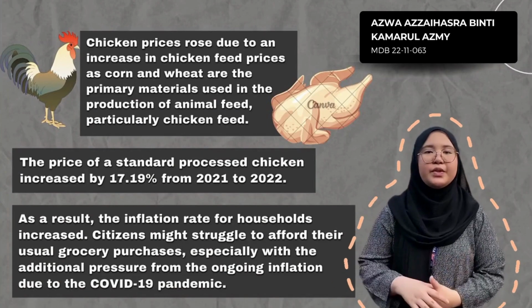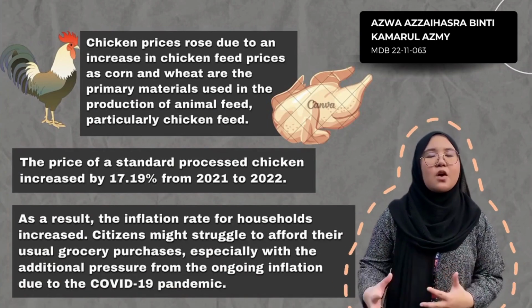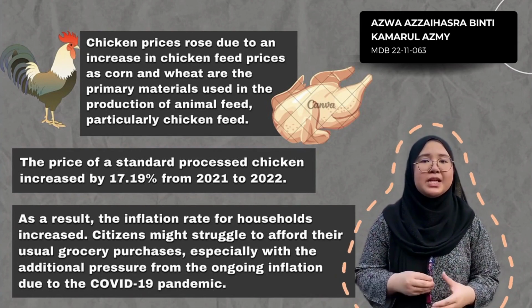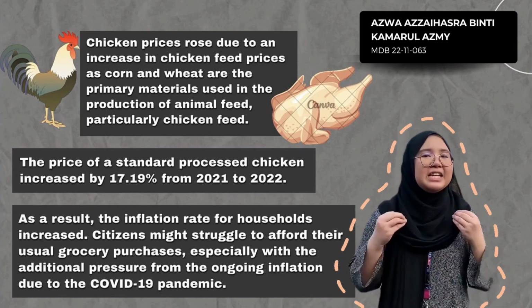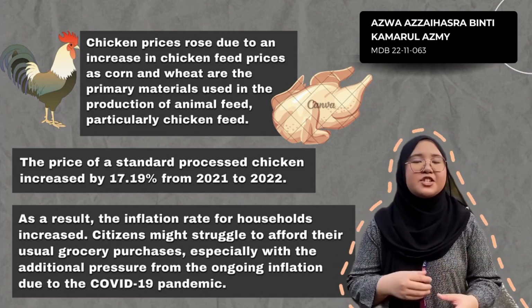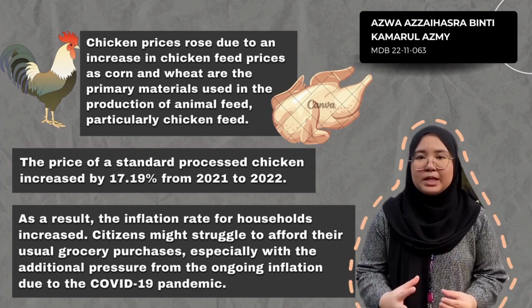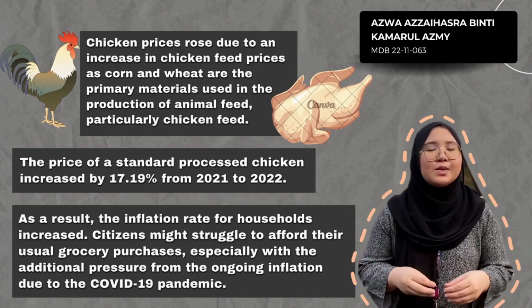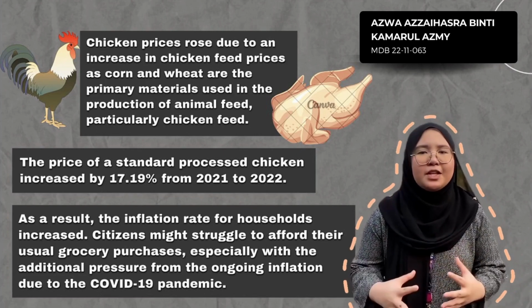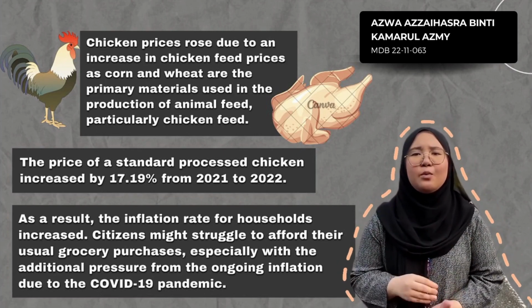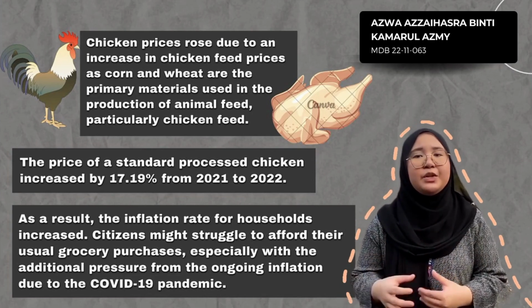Chicken prices rose due to an increase in chicken feed prices as corn and wheat are the primary materials used in the production of animal feed, particularly chicken feed. The price of a standard processed chicken increased by 70.19% from 2021 to 2022. As a result, the inflation rate for households increased. Citizens might struggle to afford their usual grocery purchases, especially with the additional pressure from the ongoing inflation due to the COVID-19 pandemic. The situation compounds challenges, particularly concerning the price of necessities and food items like red meats, vegetables, and other essentials.